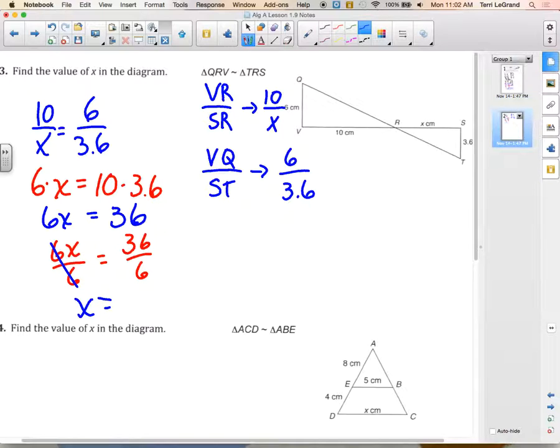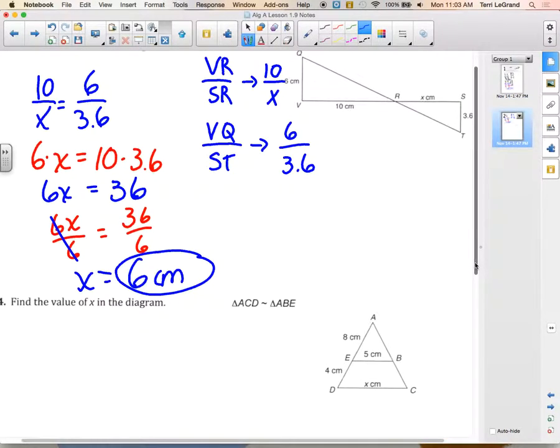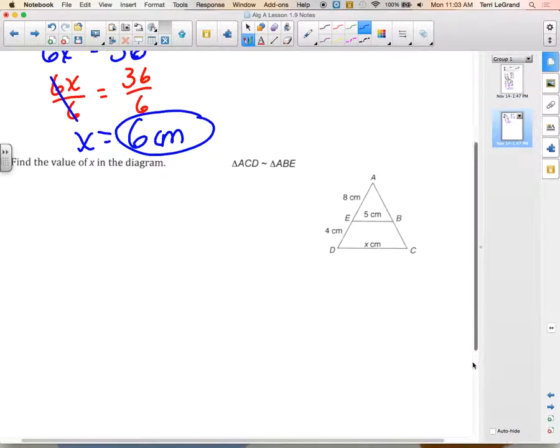What's X equal? 6 what? Centimeters. Yeah, 6 centimeters. We get the missing side length is 6 centimeters. Okay, everybody get that? Yep. Okay, look at our next one.